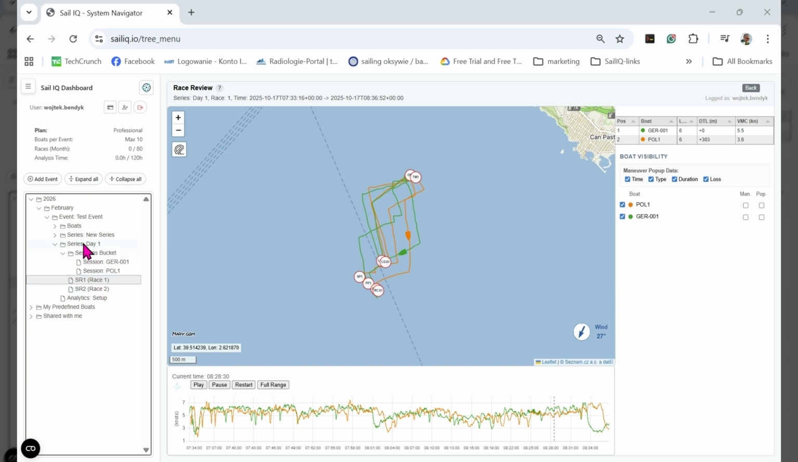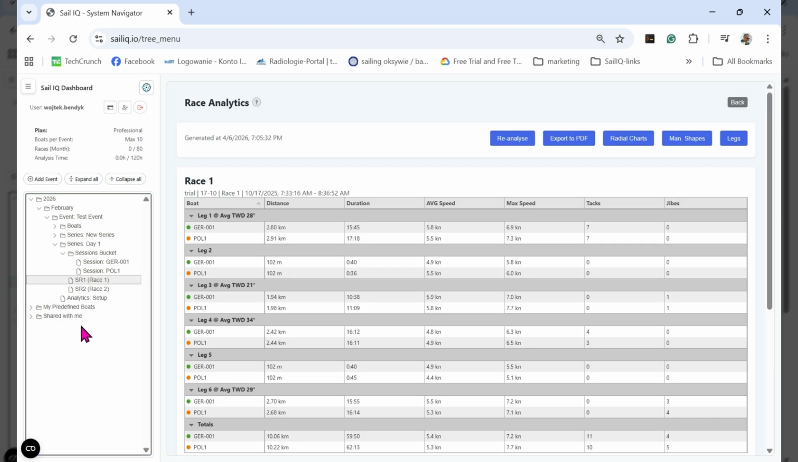First, we set up the event, added the boats, created a series, and added each boat session to the session bucket. Then we split the series into individual races and defined the course. You can learn how to do it in the other tutorials. With everything in place, we ran the analysis and moved on to interpreting the results.